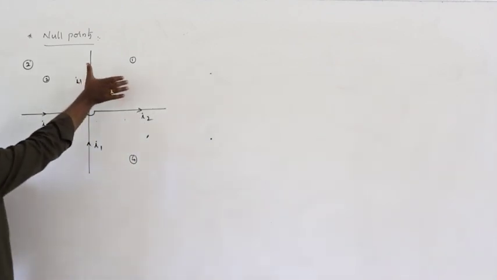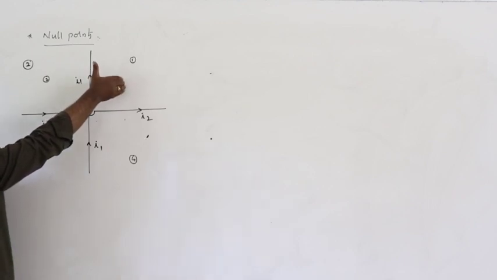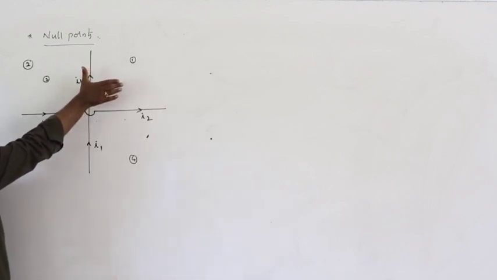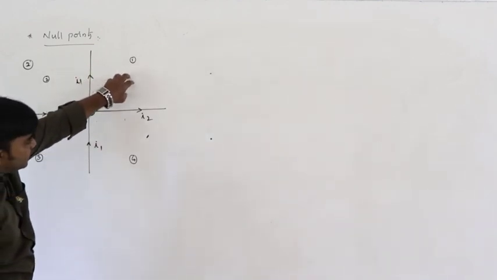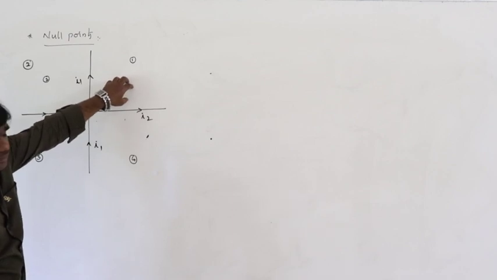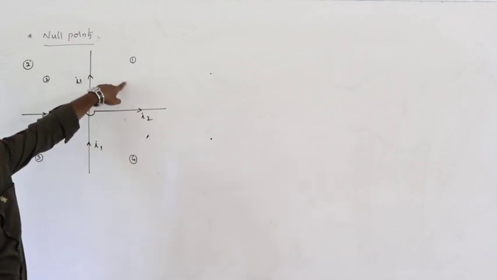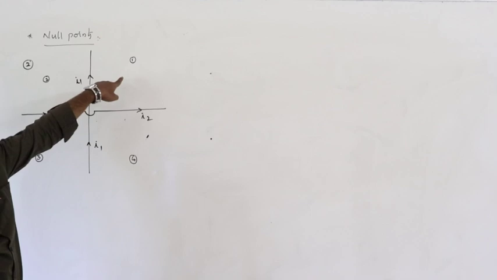Due to current I1, the direction of the magnetic field is inwards. See here, the thumb indicates the direction of the current, and curling of the fingers indicates the magnetic field. So in the first quadrant, there exists a possibility of a null point because both the magnetic fields are in opposite direction.